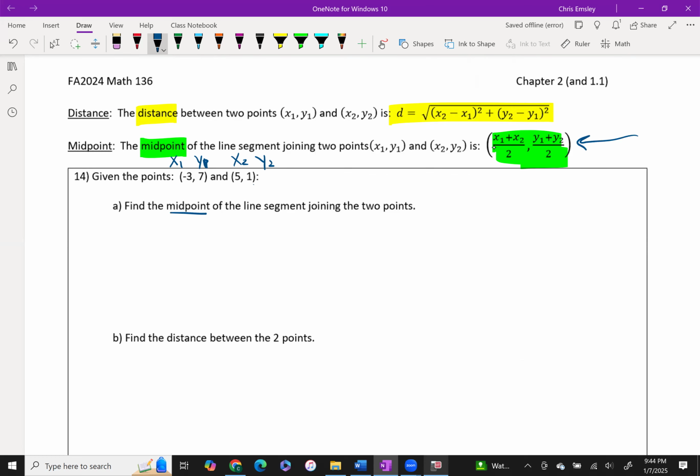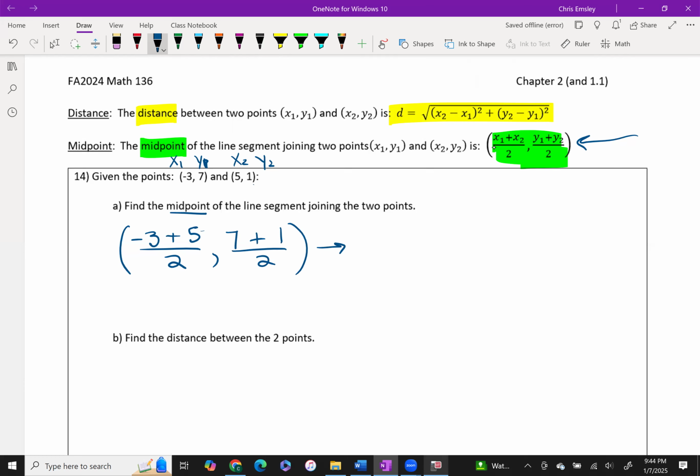Midpoint is this one. So midpoint says x1 plus x2. So x1 for us is -3. x2 is 5. Divide by 2. That's going to be our x coordinate of our midpoint. And then y1, which for us is 7, plus y2, which is 1, divided by 2. That's going to be the y coordinate of our midpoint.